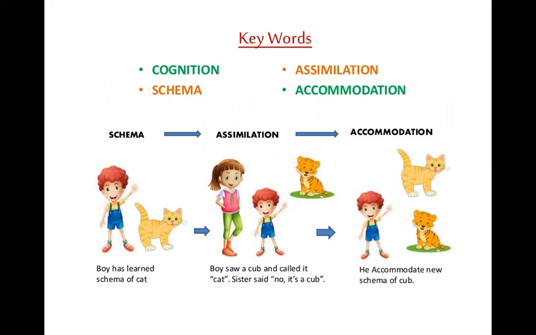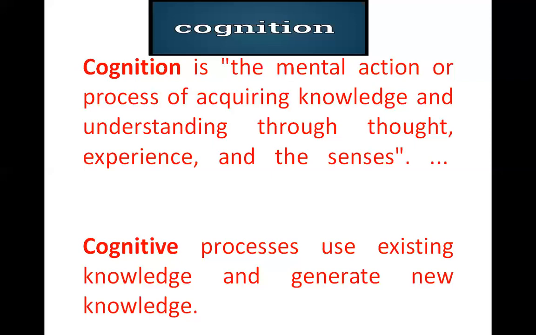So we have to understand all the keywords very well. What is cognition? Cognition is the process of acquiring knowledge and understanding through thinking, experiencing, and by using our sense organs. So when we use our sense organs and we have different types of experiences, and then we think about those experiences and try to understand the whole world, and from all the knowledge which we acquire by understanding the world, this is called cognition. So cognition is the mental process of acquiring knowledge and understanding through thought, experience, and the senses.